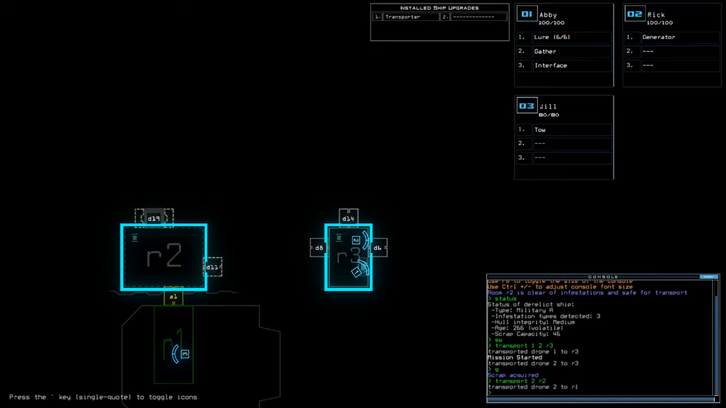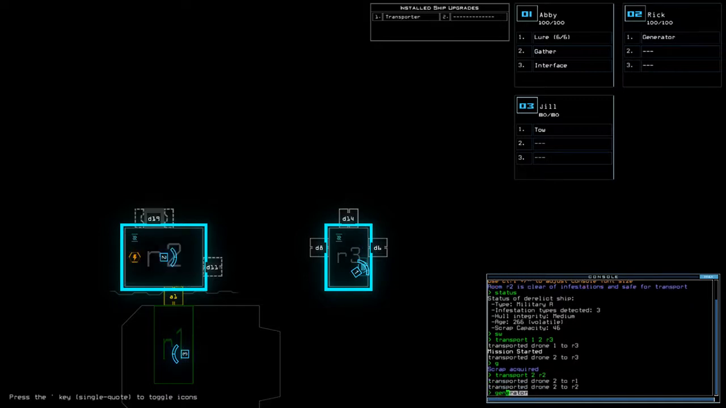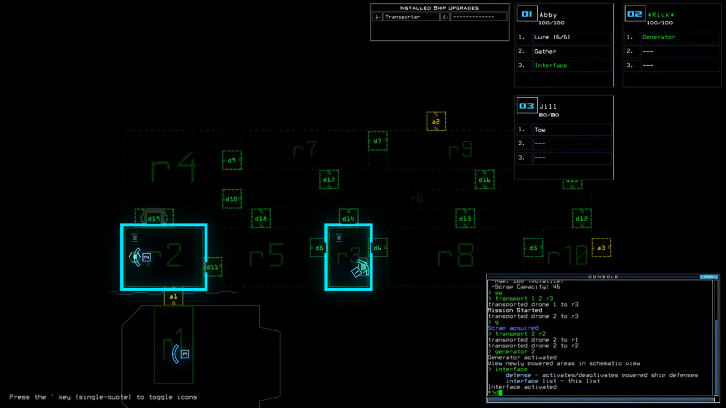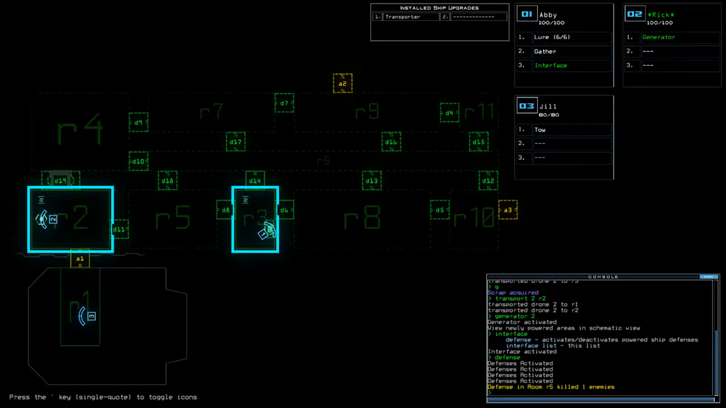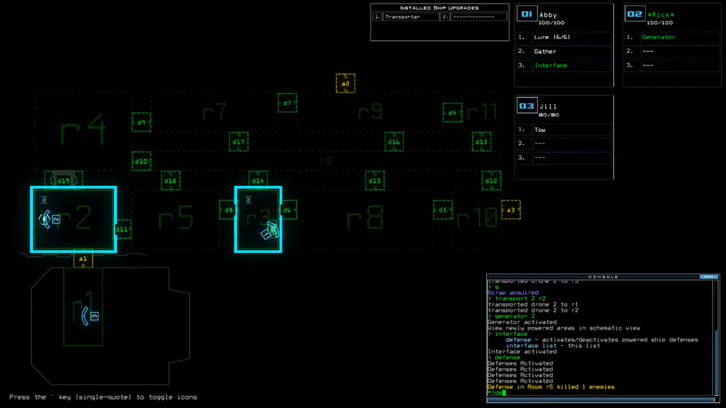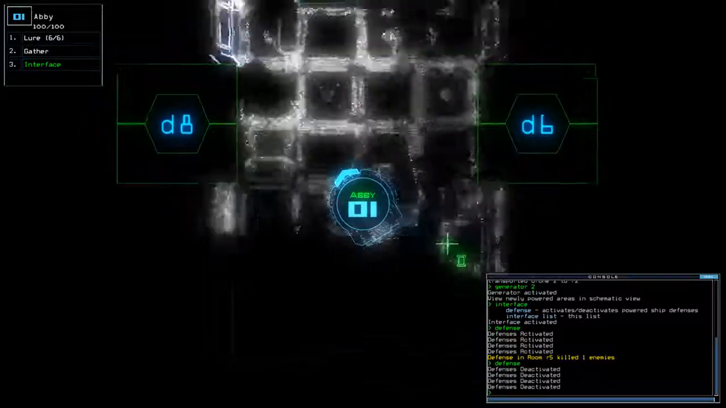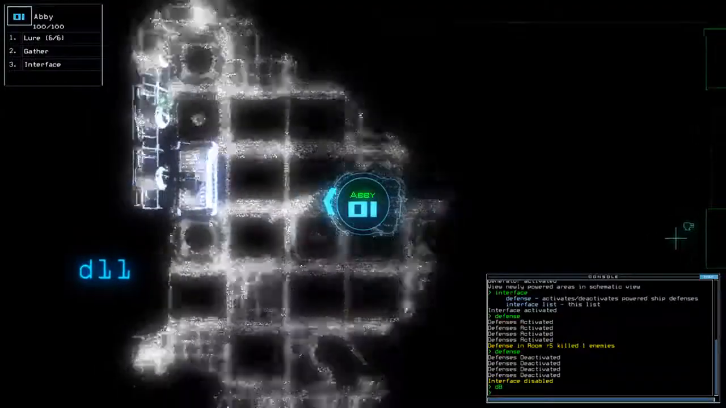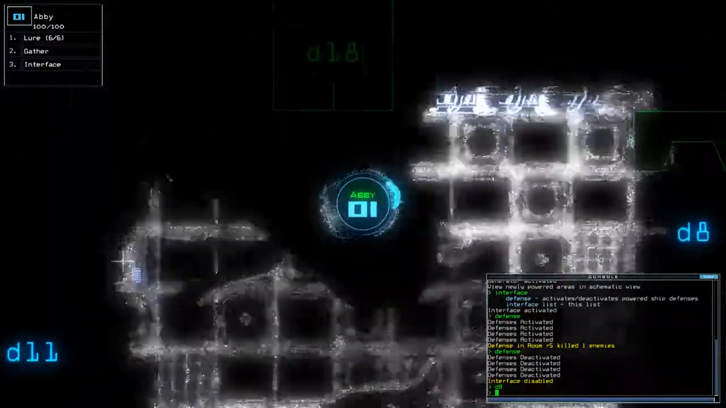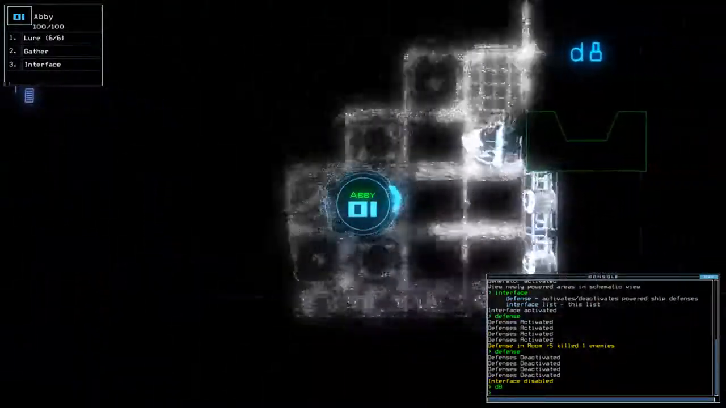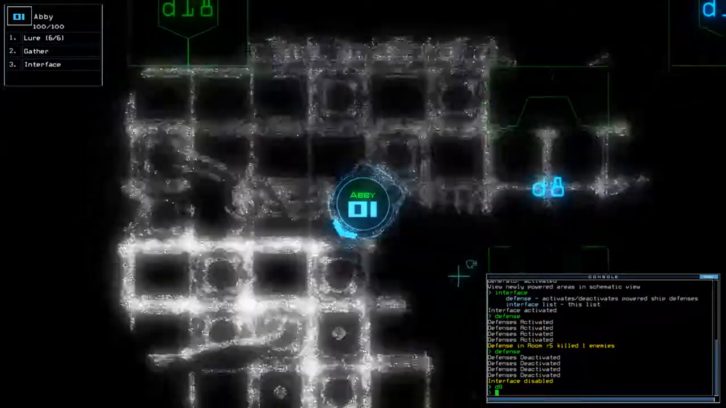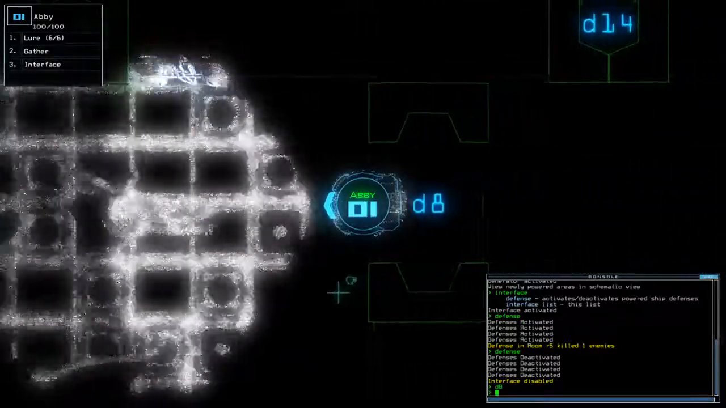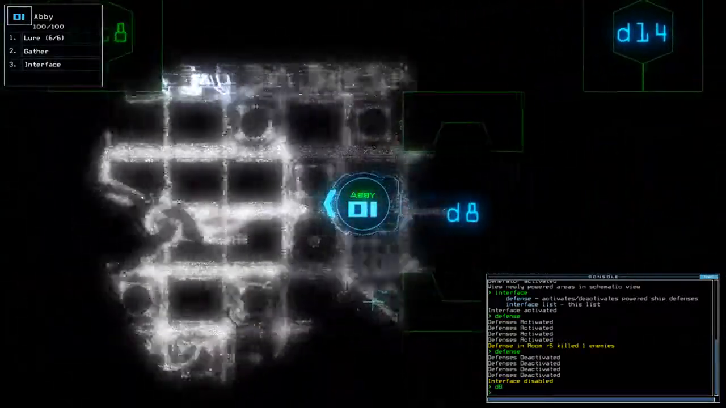Transport to R2. Fire. R5 is clear then. So let's go and see what infestation type number one was. It was... Must have been slime? It was slime. Okay, so we definitely have slime today.